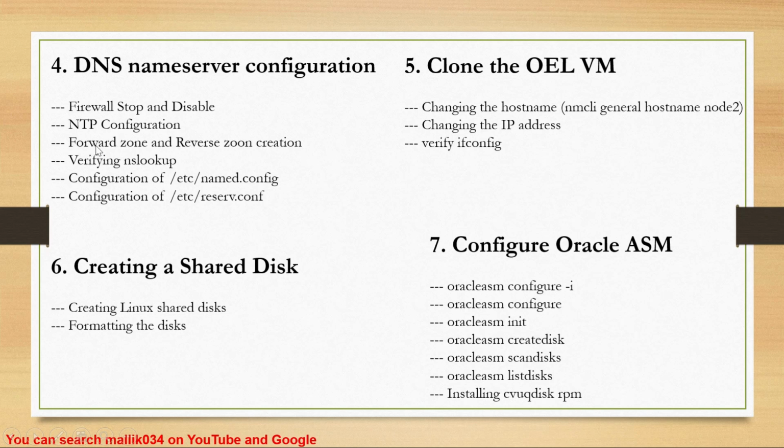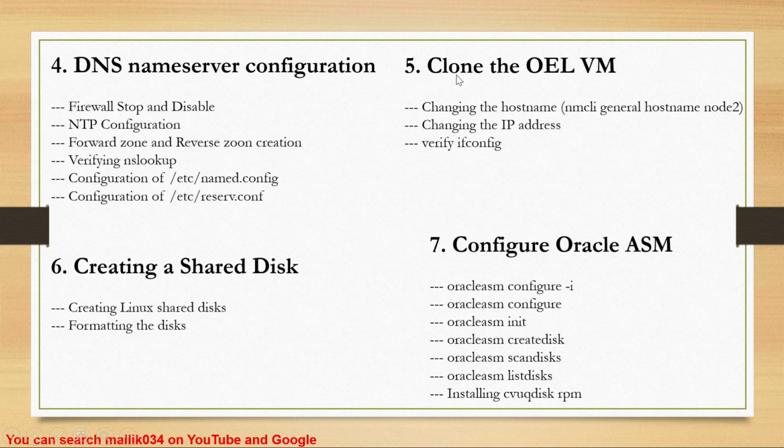And then I'm going to show you how to enable your forward zone and reverse zone, and how to verify nslookup. After setting up your forward zone and reverse zone, you will be able to verify your nslookup of node 1, node 2, public IPs, VIPs, scan IPs, everything you are going to do nslookup. It should work fine. And I'm going to show you how to create your named.conf and resolv.conf, very, very important for the DNS configuration. So I'm going to show you in detail how you can configure and how you can achieve it in your VirtualBox.